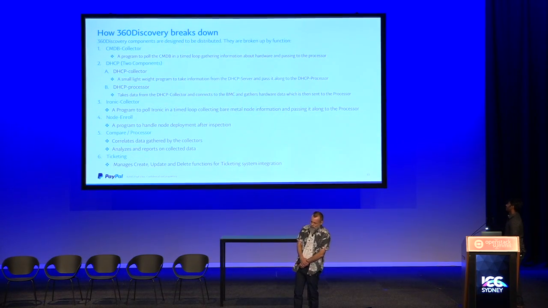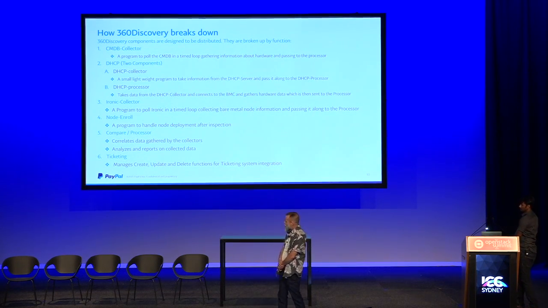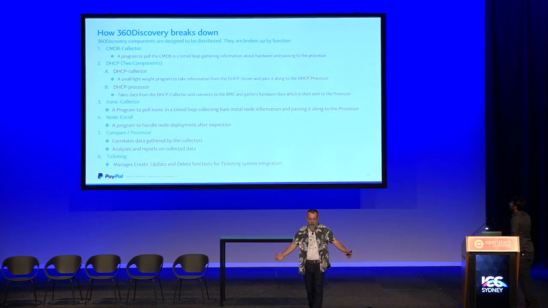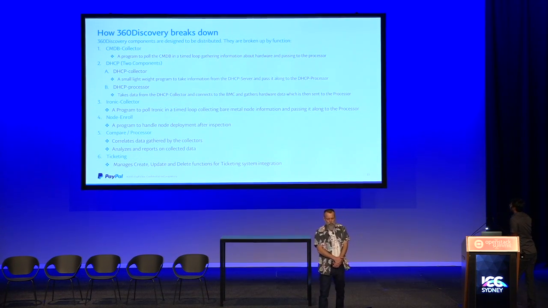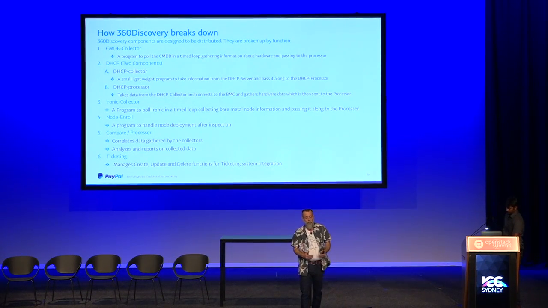And just the breakdown, sorry for the busyness of the slide. CMDB Collector, a small, lightweight program, pulls CMDB on a timed loop, gathering information and passing it to the processor. DHCP is broken into two components. The DHCP Collector's sole purpose is to not slow down the DHCP process. The DHCP processor, because it's interacting with the BMCs, is a much slower process and can actually have more than one worker performing the tasks, pulling messages off the message bus. And it actually goes out to the machines and gathers the information about the machine and the status of the health.